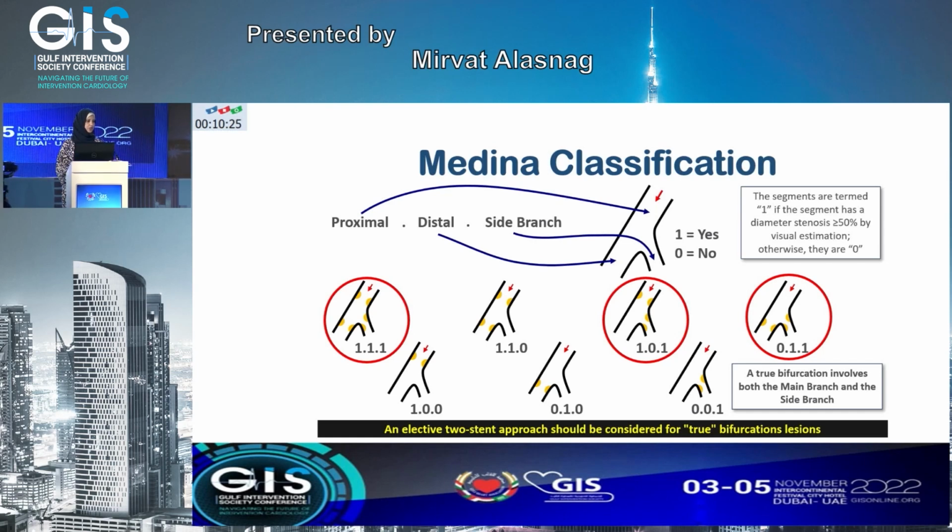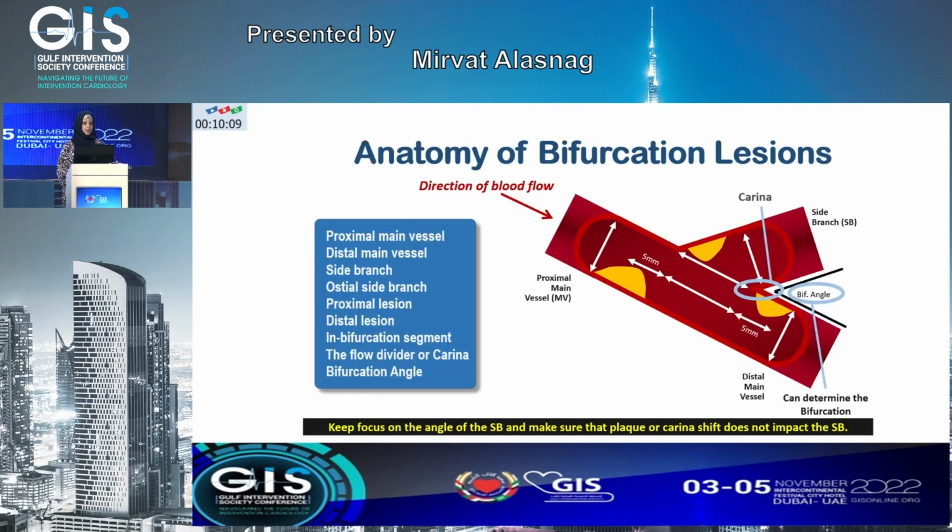Prof. Subhi already told you the Medina classification is the one quoted in all the guidelines. The true bifurcations are the ones circled in red: 111, 101, and 011, meaning both the main vessel and the side branch have some involvement, and hence it's a true bifurcation. The anatomy is not two vessels. You're not looking at two tubes. It's more than two tubes.